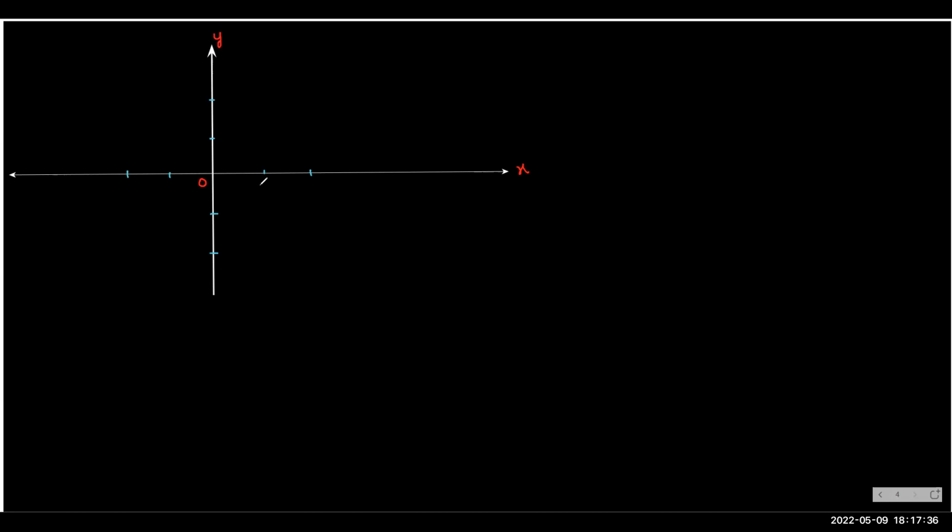So let's say this is a comma 0. This is 2a comma 0. This is minus a comma 0. This is minus 2a comma 0. Same is 0 comma a, then 0 comma 2a, 0 comma minus a and 0 comma minus 2a. So everything is clearly mentioned here.